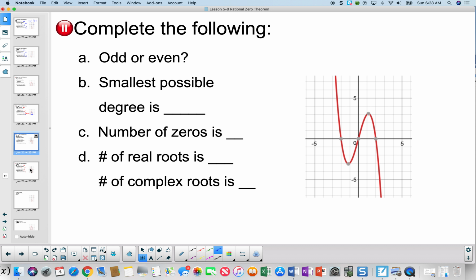Pause. And here's the answer. Notice that there are no complex roots. All 3 of the roots are passing through the x-axis.